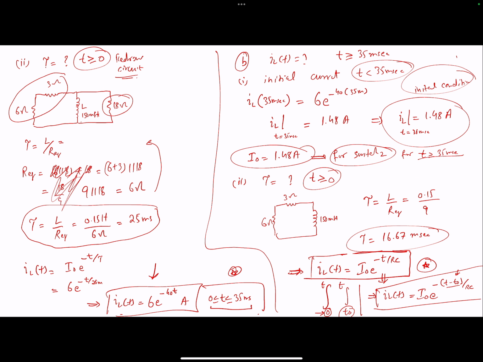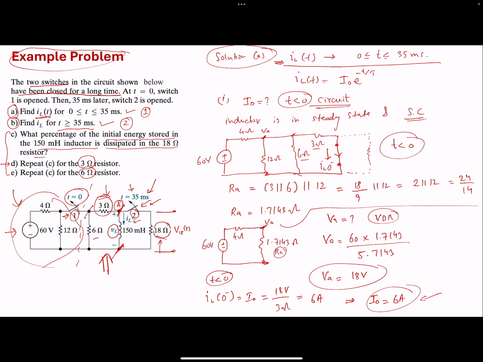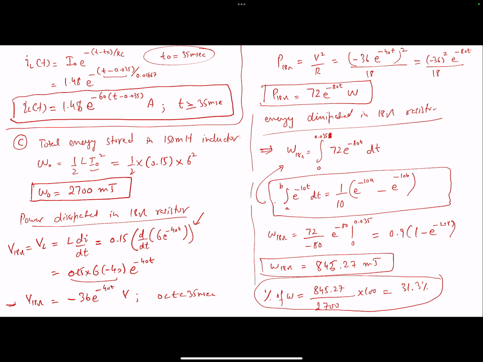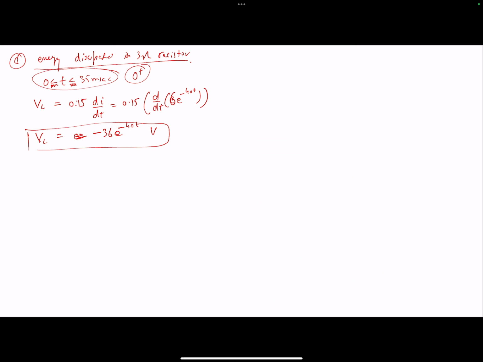Let me clarify here. Essentially what I was showing you is that the voltage across the 150 millihenry inductor is the same as across the 18 ohms resistor. That is why this came out to be this voltage. It was exactly equal to VL. So again, VL comes out to be minus 36 e raised to power minus 40t.